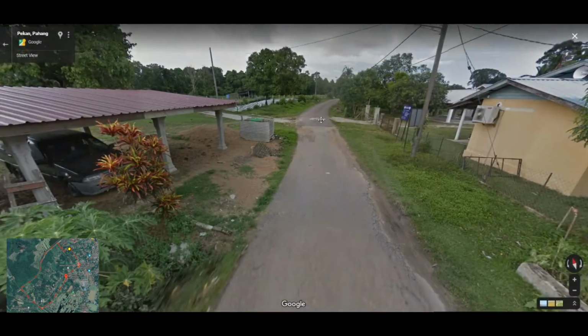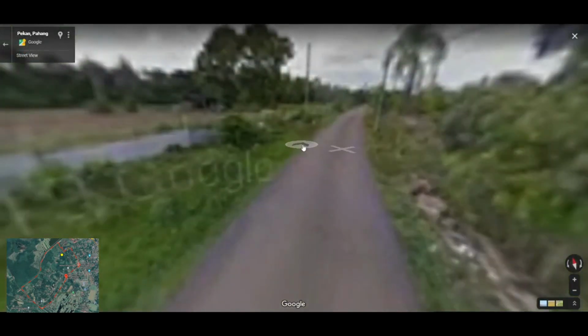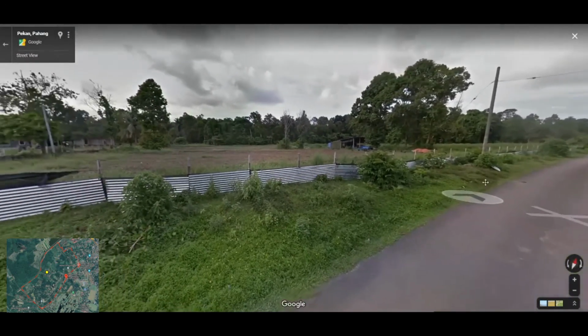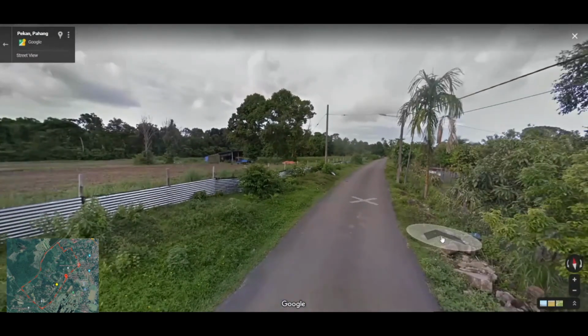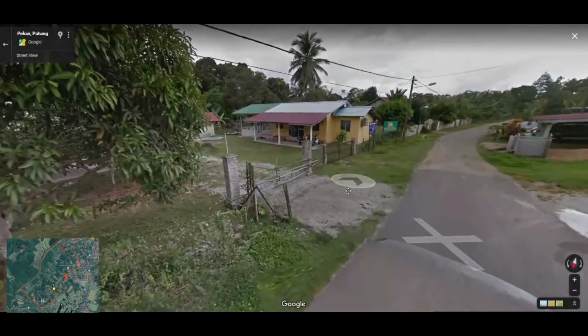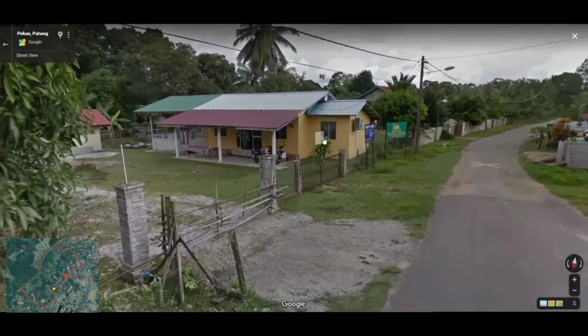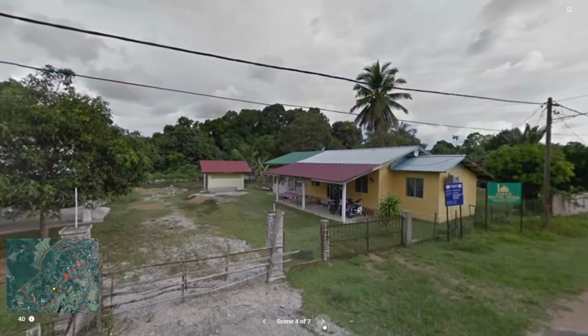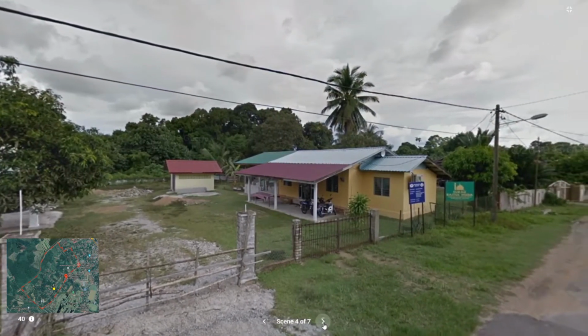Okay, so for this intersection, we are going left, and as we turn the corner here, we will see a huge private orchard ready for plantations, and when turning right, we will find our Surau Baitul Huda that actively holds events and religious talks for the community.